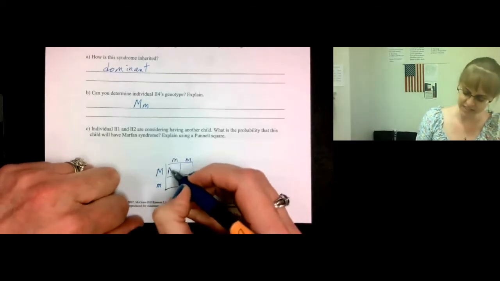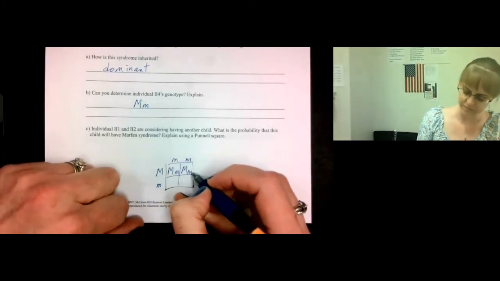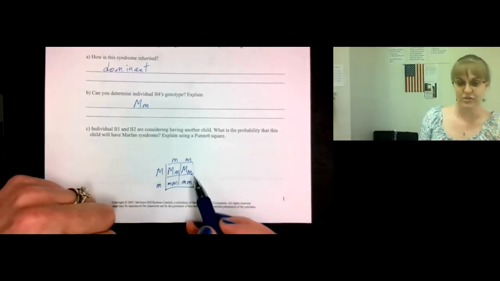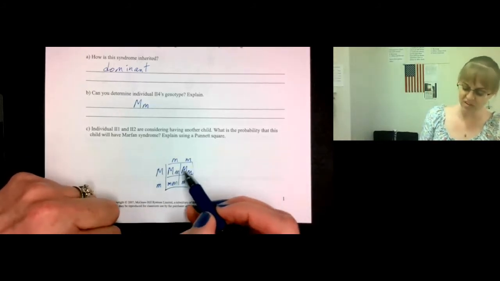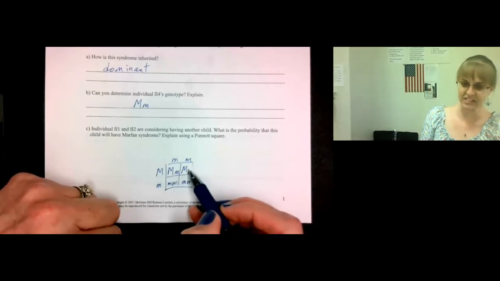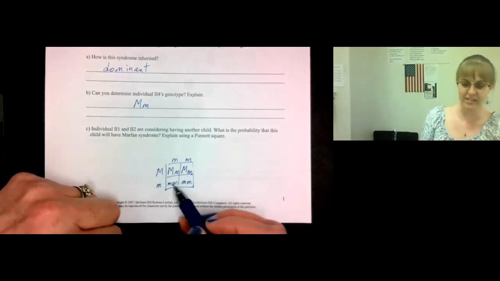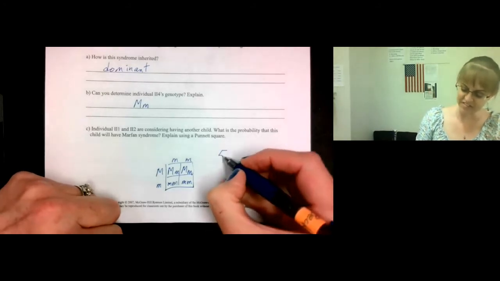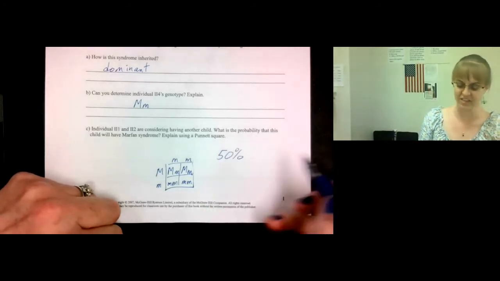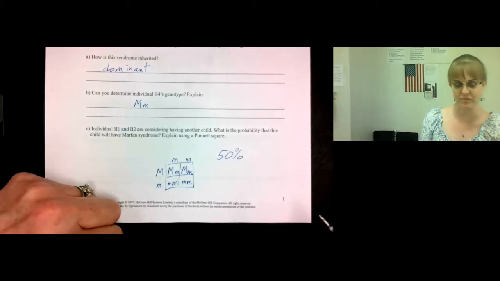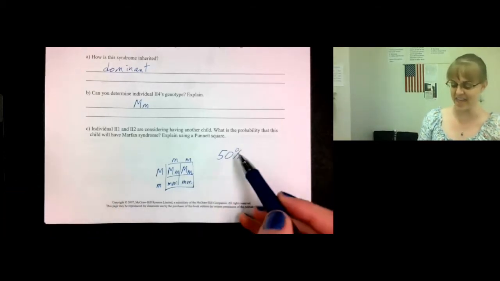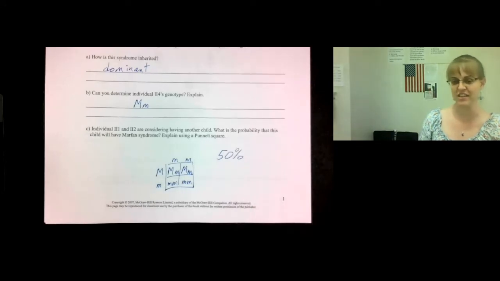Now do your cross. And you can see 2 of the children have Marfans and 2 do not. So this couple has a 50% chance of having a child with Marfan syndrome. Remember, you must show the Punnett square and give the percentage to get the answer right.